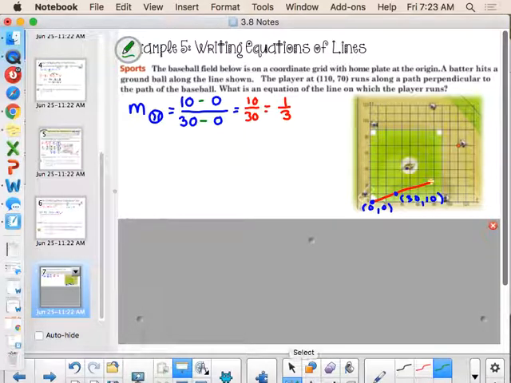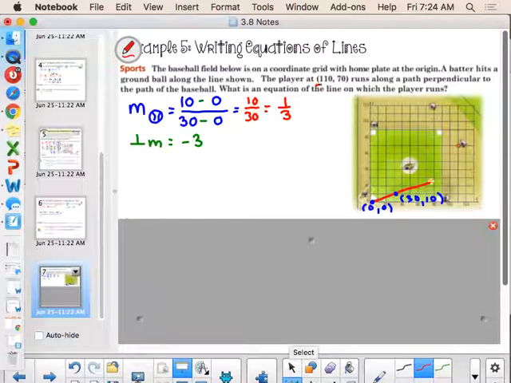We now need to find the perpendicular slope because we're dealing with the baseball player running a perpendicular path. So, notice 1/3 is positive. Therefore, the baseball player is going to run a negative slope. The only other thing I need to do is flip the fraction. 1/3 is going to flip to 3/1. So therefore, the perpendicular slope is going to be -3.